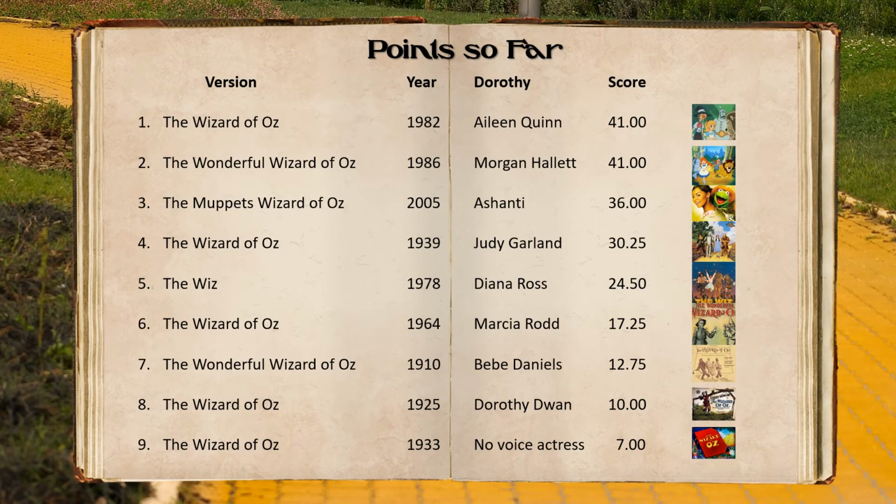After all element points, 1982 still leads and 1933 still trails, but others have changed places, notably 1939 overtaking 1978 and 1986 moving into second place.